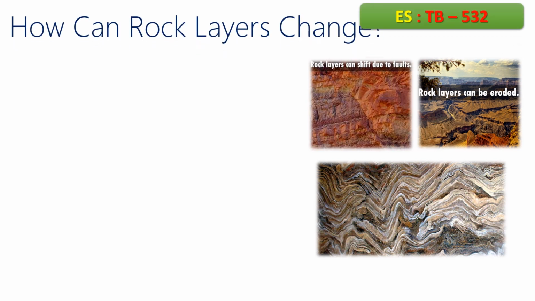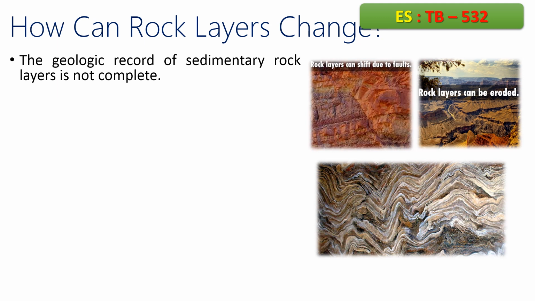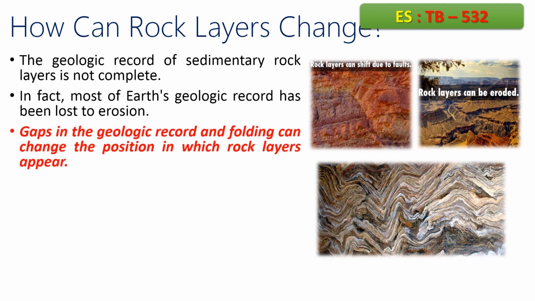How can rock layers change? The geologic record of sedimentary rock layers is not complete. In fact, most of Earth's geologic record has been lost to erosion. Gaps in the geologic record and folding can change the position in which rock layers appear.